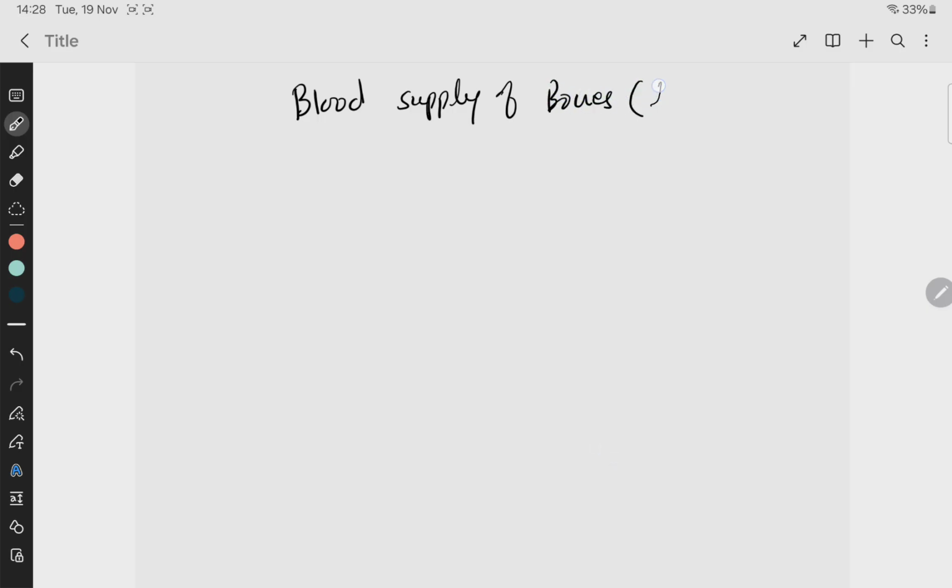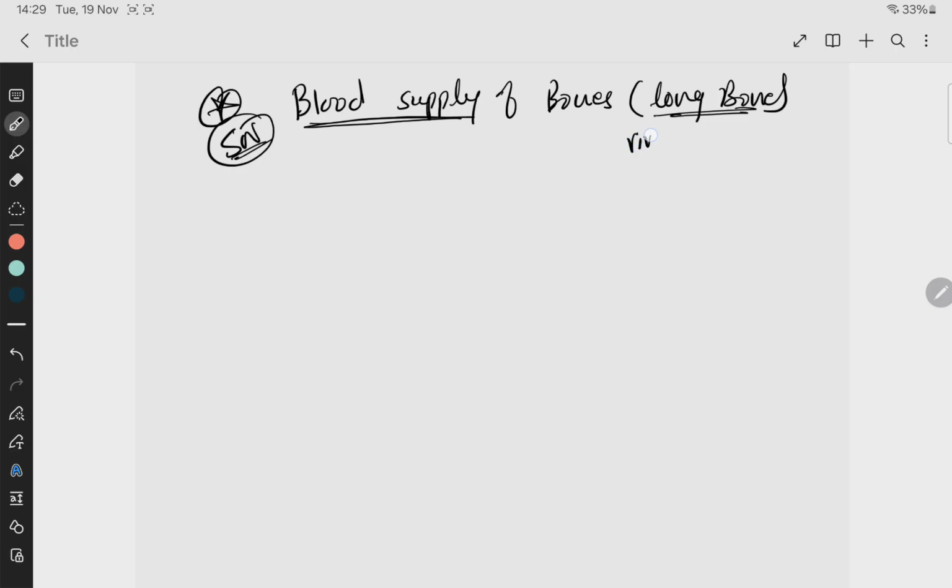Important topic from the general anatomy, and one of the very important short notes. Most of the time there are many questions on this short note, which is the blood supply of bones, or specifically it is asked as the blood supply of long bones. So what is the blood supply of long bones? That is the main question asked, and it is a very important short note from your exam point of view.